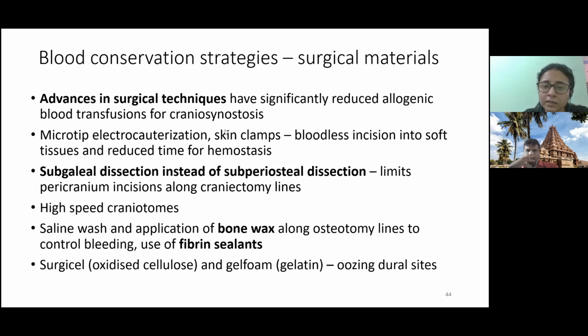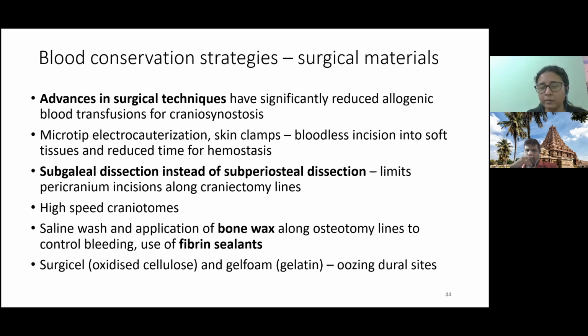Now, advances in surgical techniques have also played a significant role in reducing allogenic blood transfusions for craniosynostosis. These include microtip electrocauterization, skin clamps, which help in providing a bloodless incision into the soft tissues and also reduce the time required for hemostasis. One extremely important modification is subgaleal dissection instead of subperiosteal dissection.